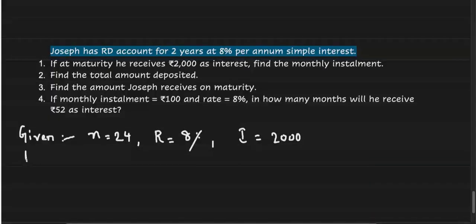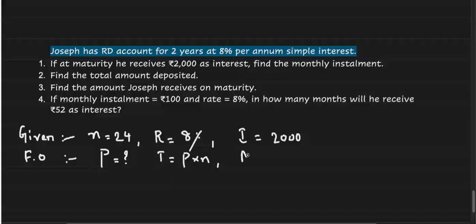What are we going to find out? Find out the monthly installment. Means what is P here that he is paying? We don't know that, we have to find it out. Total amount deposited will be very easy, because we just multiply P into N. Whenever we get P, just multiply it with N. So the total amount deposited will be obtained.